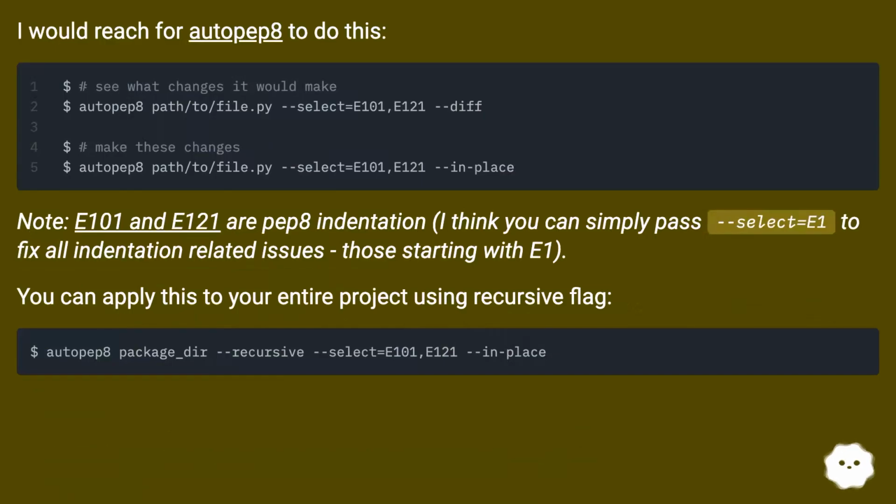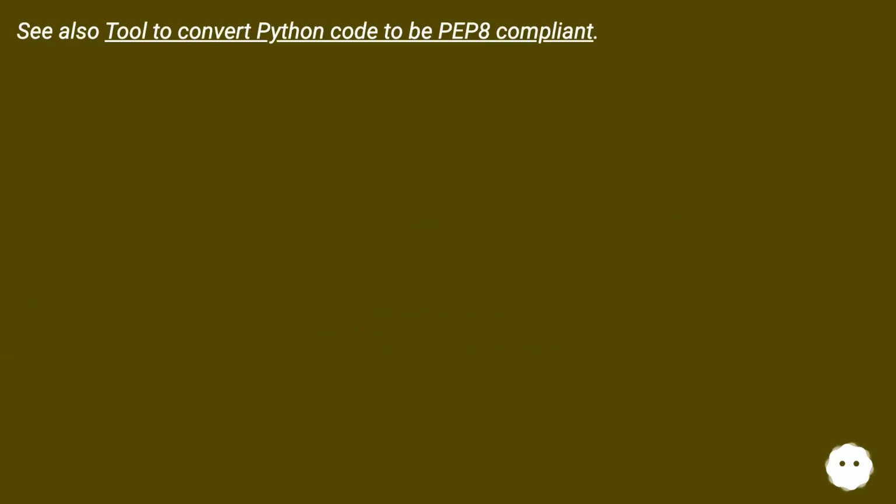I would reach for autopep8 to do this. Note, E101 and E121 are PEP8 indentation codes. I think you can simply pass --select=E1 to fix all indentation related issues, those starting with E1. You can apply this to your entire project using the recursive flag. See also: tool to convert Python code to be PEP8 compliant.